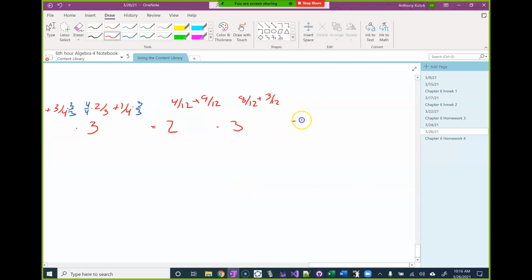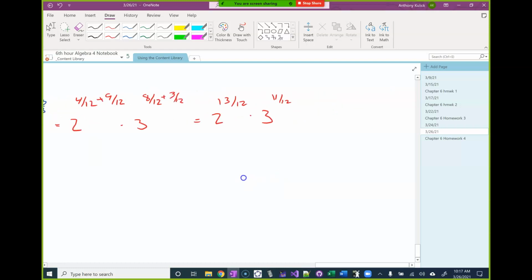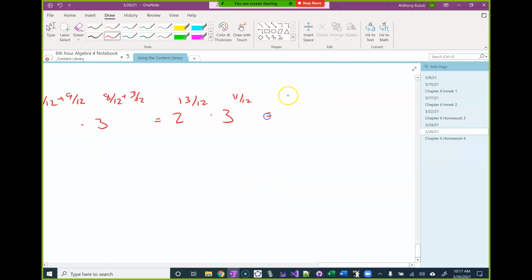And when I add those fractions, I get 2 to the 13/12 times 3 to the 11/12. Then we'll convert them back into radicals. So the first one becomes the 12th root of 2 to the 13th. And the second one becomes the 12th root of 3 to the 11th.